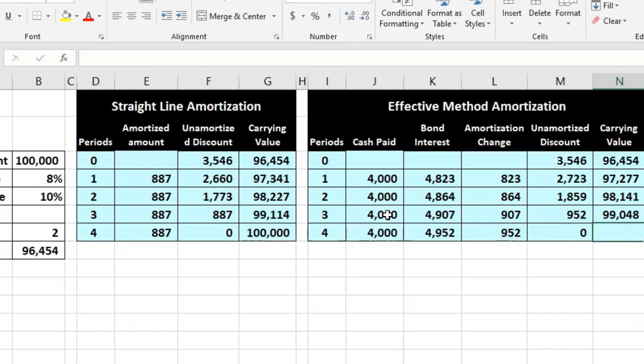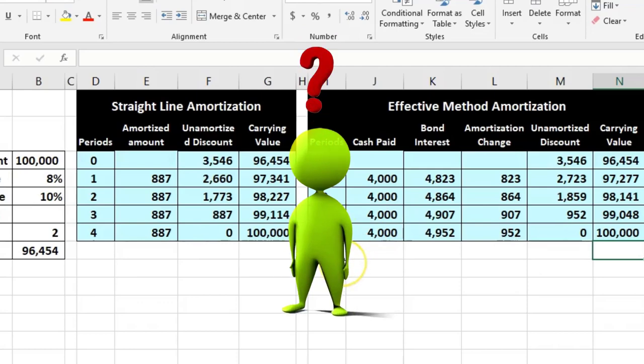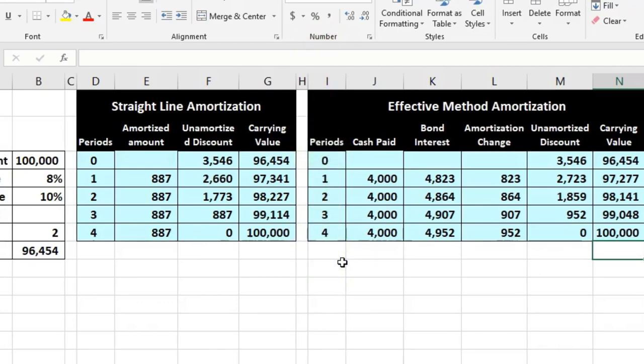And then we're going to say that the carrying amount will always be the 100,000 minus the unamortized, which of course is 0. So there we have that. Now you might be saying, what if I had a whole lot of payments? Wouldn't that be a tedious process? We can do this in Excel a lot easier. So let's just take a look at that real quick.